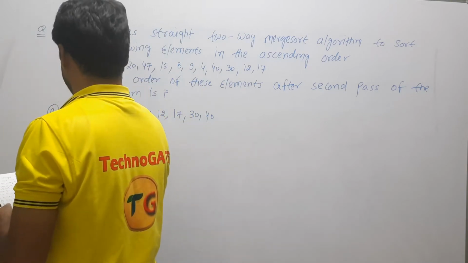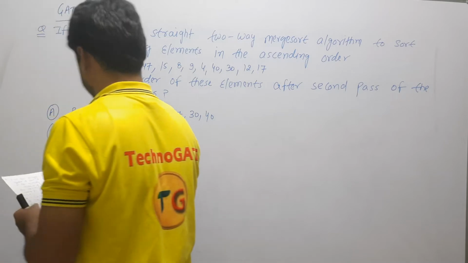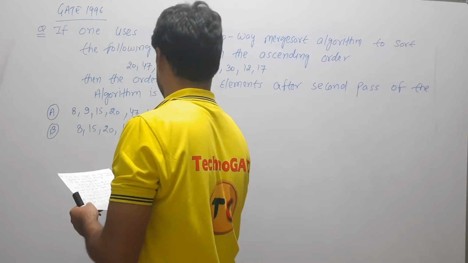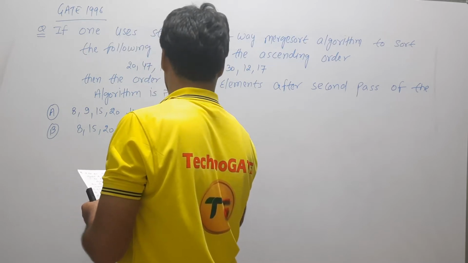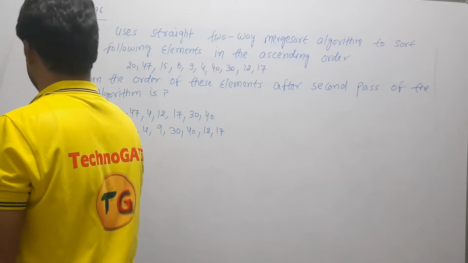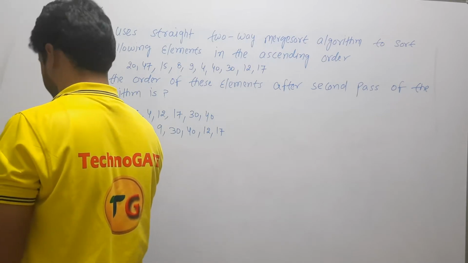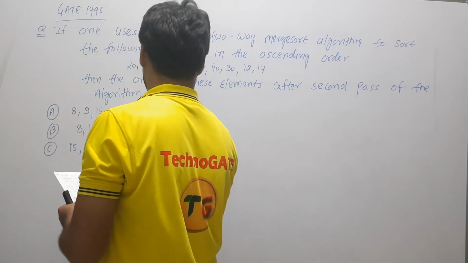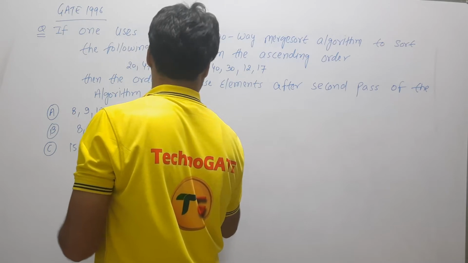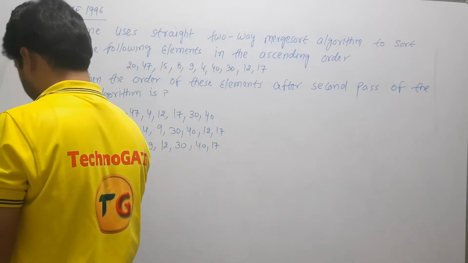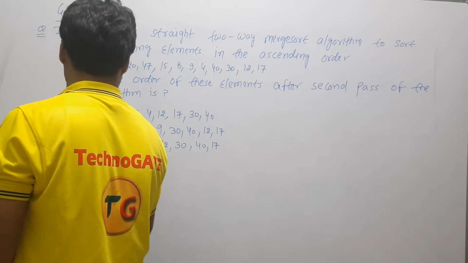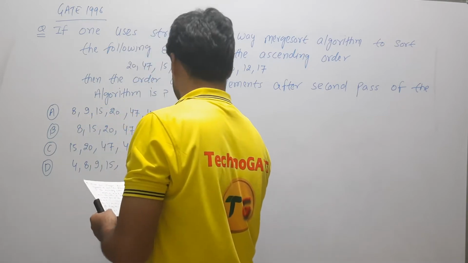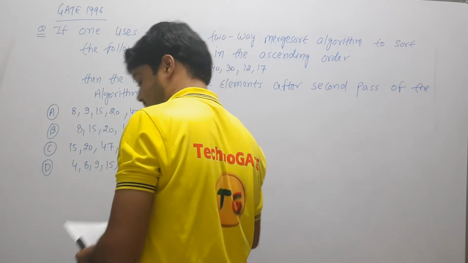B is 8, 15, 20, 47, 4, 9, 30, 40, 12, 17. C is 15, 20, 47, 4, 8, 9, 12, 30, 40, 17. And D is 4, 8, 9, 15, 20, 47, 12, 17, 30, 40. Okay, so let's check here.